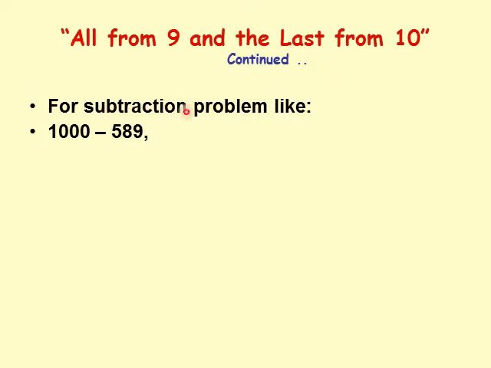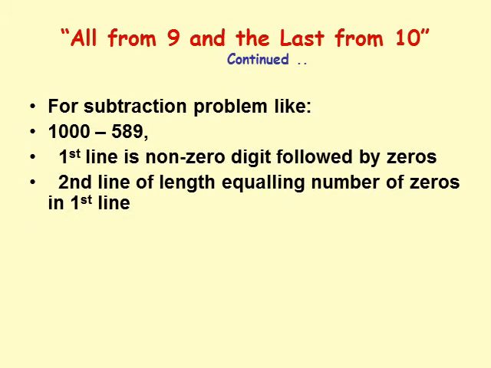Okay, let's just look at this problem here: 1000 minus 589, which is of the same type we just discussed. The first line has a 1 followed by zeros, and the second line has non-zero digits. The number of digits in the second line is equal to the number of zeros in the first line.